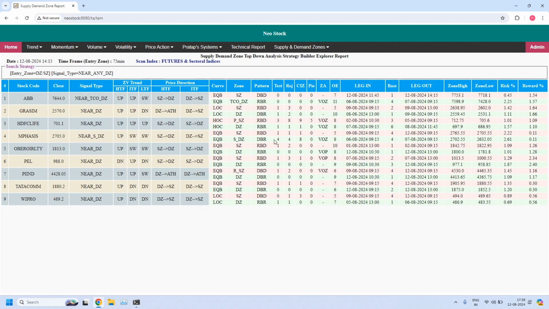If you can find a fresh fine-tuned 5-minute zone, you can plan a trade. You already know the strategy. High liquidity zone strategy, you learned in lesson 21.